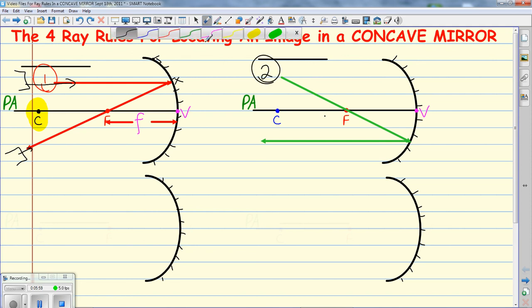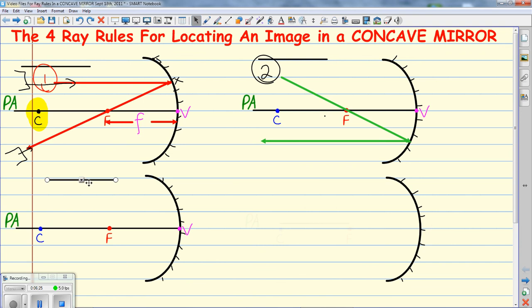Ray rule number 3, let's get a line here. Let's just define things again. We need a principal axis. We need a vertex. We need a focal point. And we need a center point. And once again, using our measuring stick, this distance and this distance are always the same. Now I can put in my next rule.